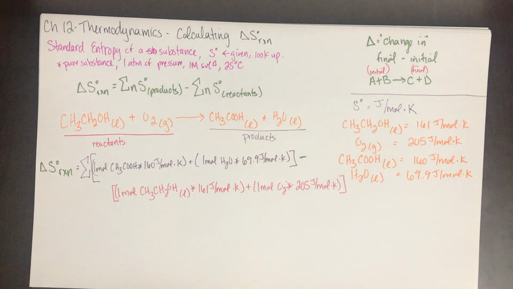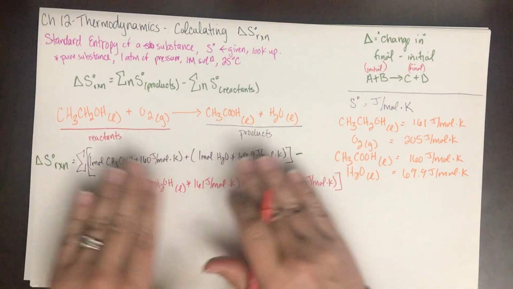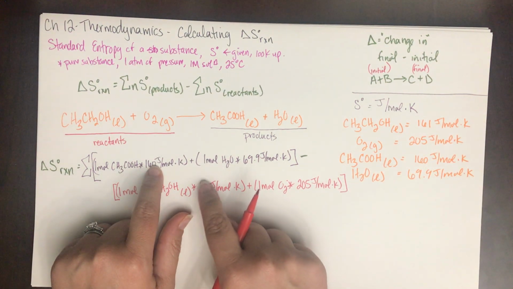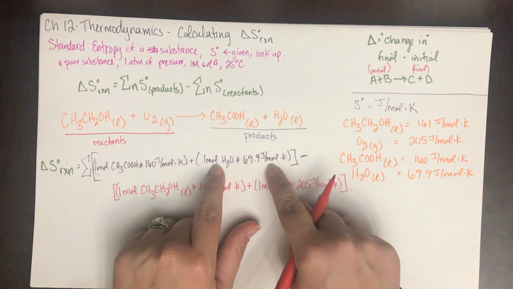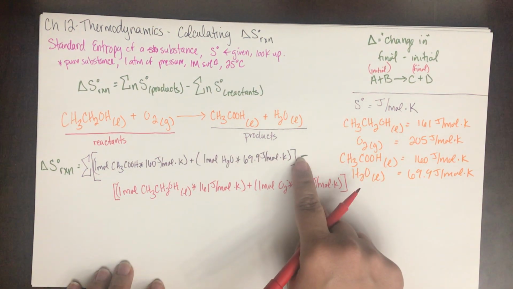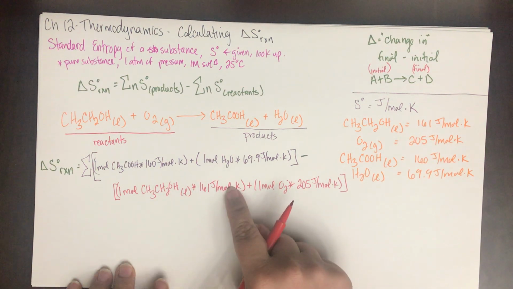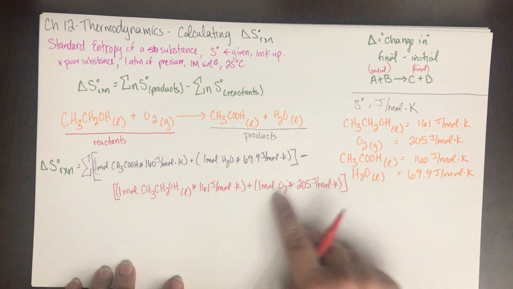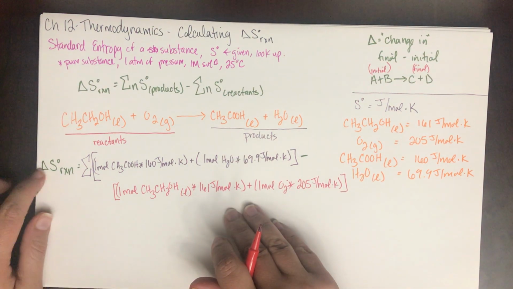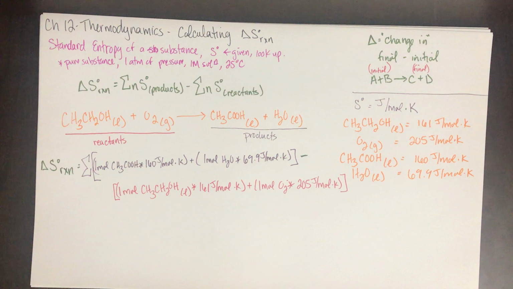So this seems complicated, and it is kind of just tedious putting all of this in, but really all you're doing is multiplying the number of moles times the entropy plus the number of moles times the entropy for all of the products, and then you're subtracting the same thing for the reactants. So this is the final minus the initial, which is going to give you the overall entropy change.